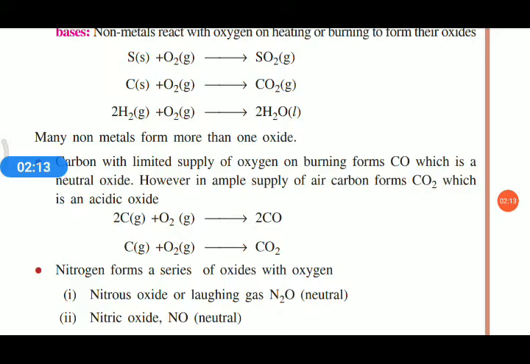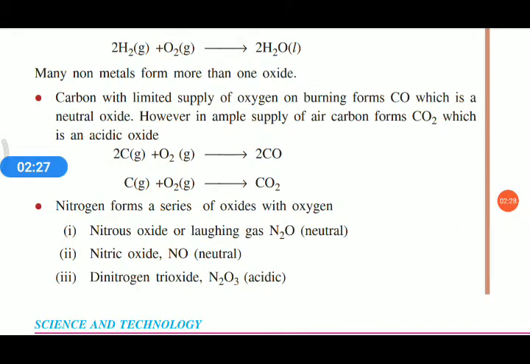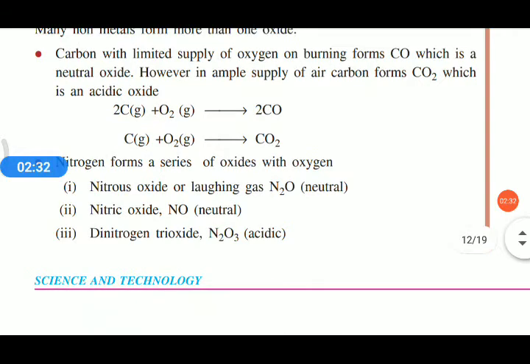Carbon, when we heat with insufficient oxygen, produces carbon monoxide. When we heat carbon with sufficient oxygen, it produces carbon dioxide. 2C plus O2 gives 2CO. C plus O2 gives CO2.